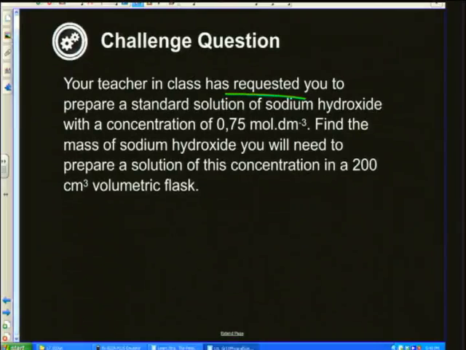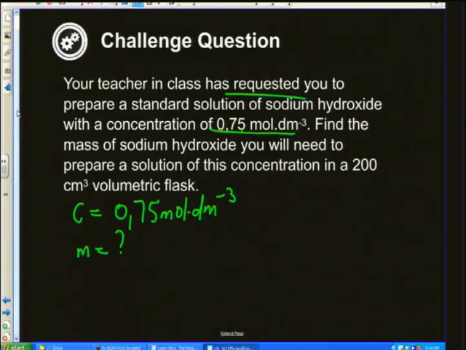You are asked to prepare a standard solution of sodium hydroxide. The concentration has to be 0.75 moles per cubic decimeter. Find the mass of the sodium hydroxide that needs to be used if the volume has to be 200 cubic centimeters. Of course, we can convert that immediately into cubic decimeters, and it works out to be 0.2.